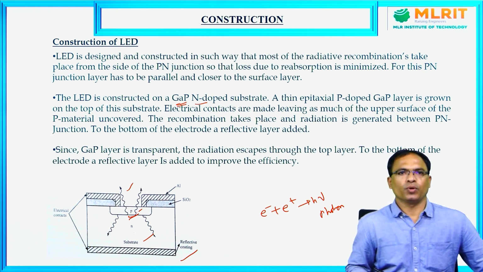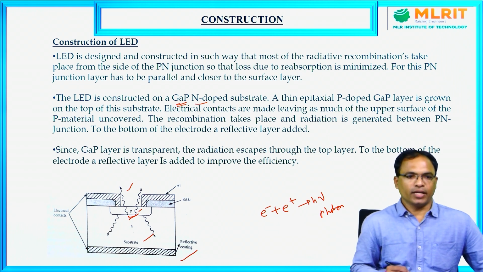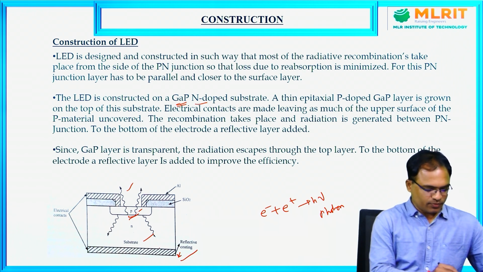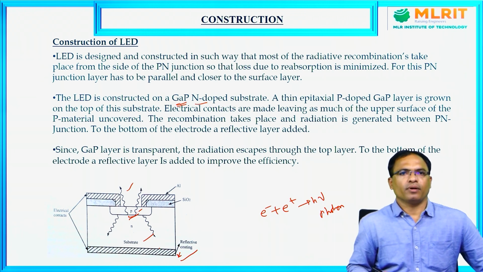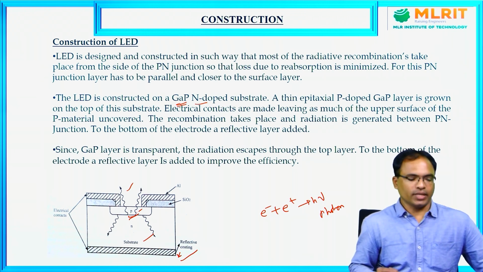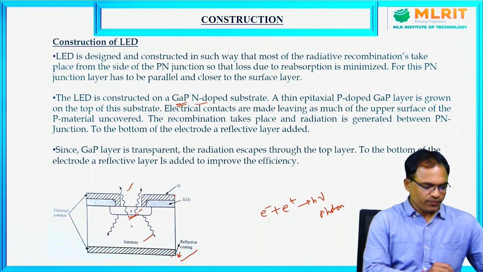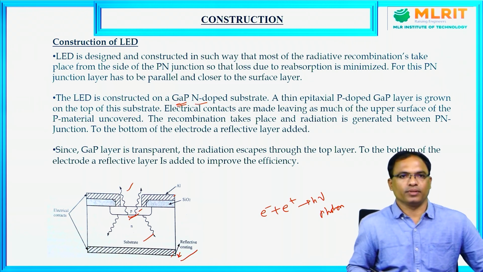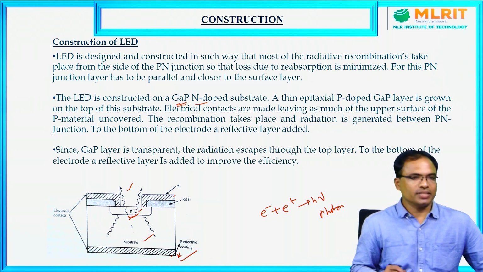To avoid the absorption of light which is produced at the p-n junction, a reflecting coating is done at the bottom of the substrate. Also, metal contacts are provided both at the top as well as bottom to connect the LED in the circuit. So this is about the simple structure of LED.